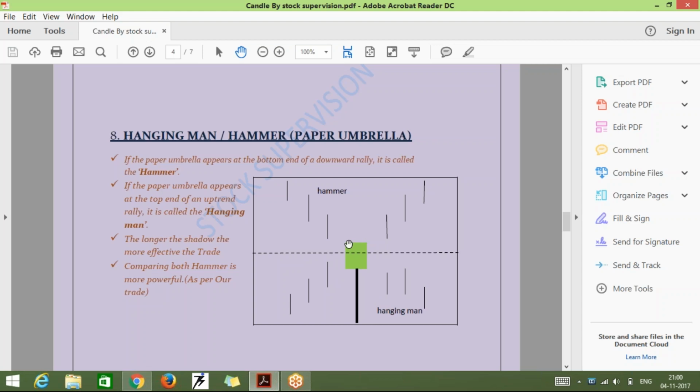Now, as I was saying, comparing both of these, a hammer is considered to be more powerful. You can find it in a few books and a few candlestick patterns. It might have been written, but again we have seen and we have traded as per this. So we have actually found that the hammer is more powerful than the hanging man.